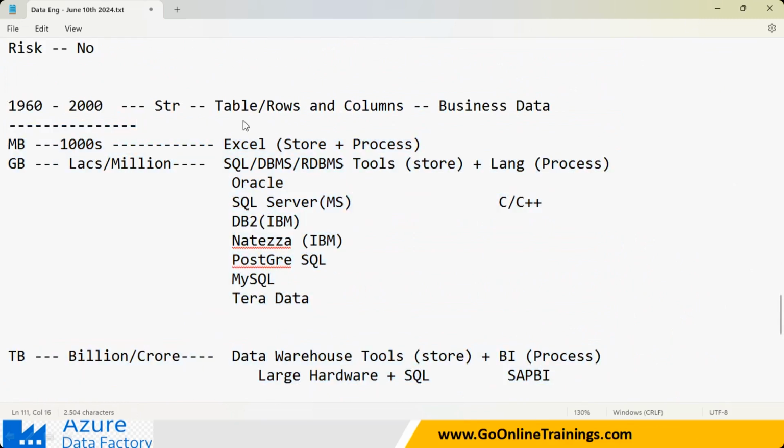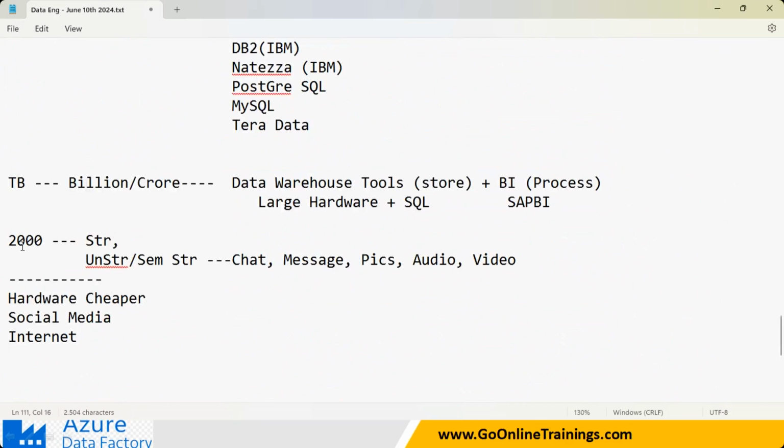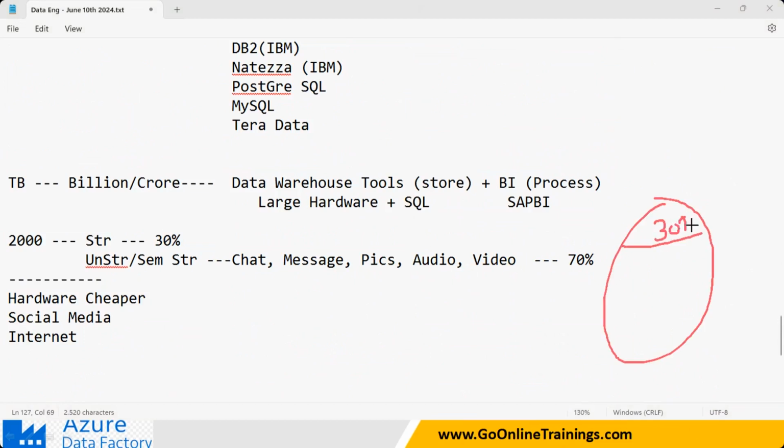Now, this is the era. It got started year 2000 onwards. Now, not only structured data, you have unstructured data, semi-structured data. Only 30% of the data is there in the whole industry, and 70 to 80% of the data is this kind. Clear? So when you take the entire globe data, only 30% is structured data.